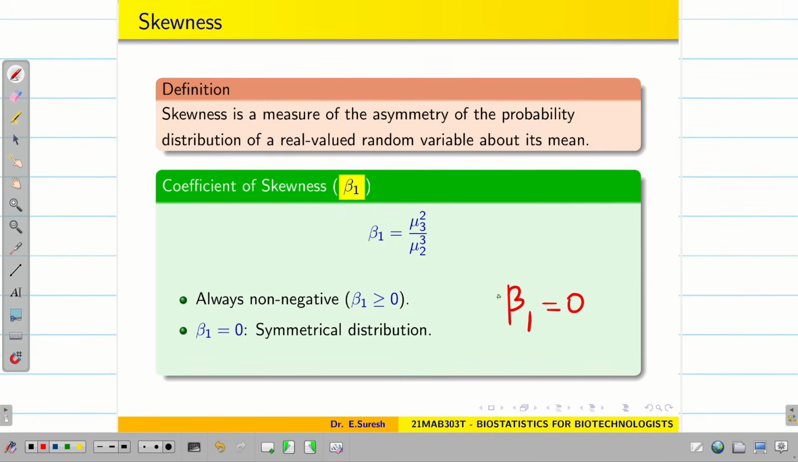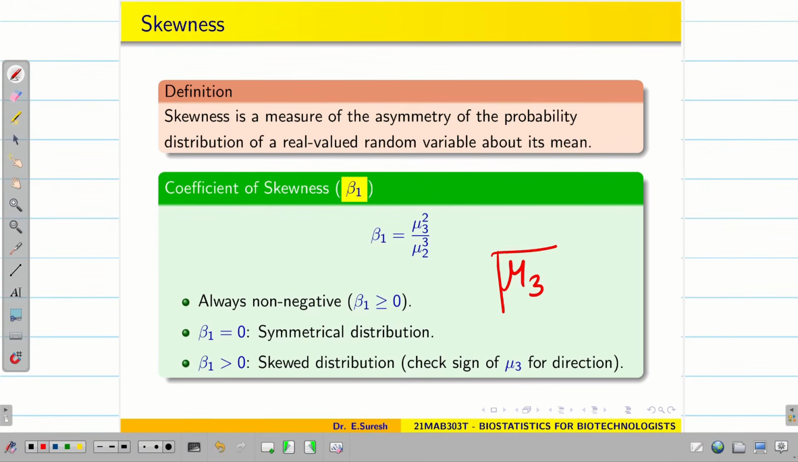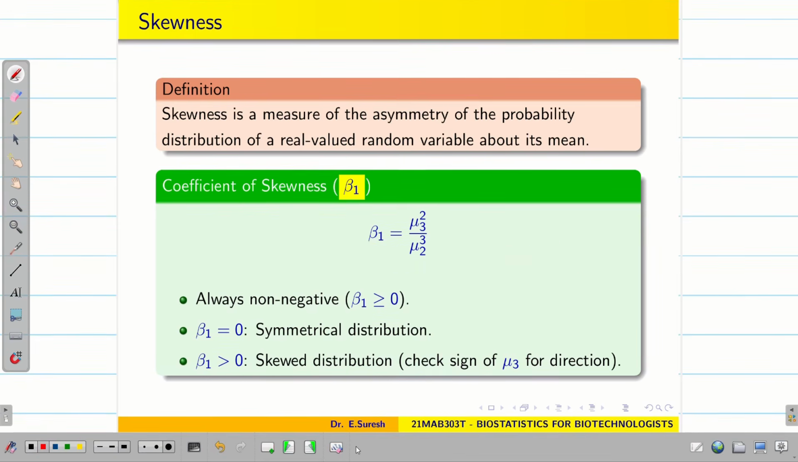When beta 1 is equal to 0, the distribution is symmetric. And now we have to check mu3. If mu3 is positive, then we say it is positively skewed. If mu3 is negative, we say it is negatively skewed. Now you may have a confusion. What is meant by skewness?